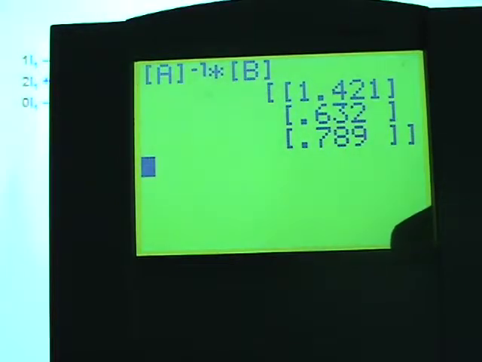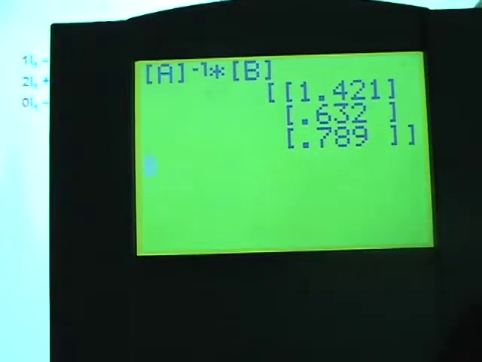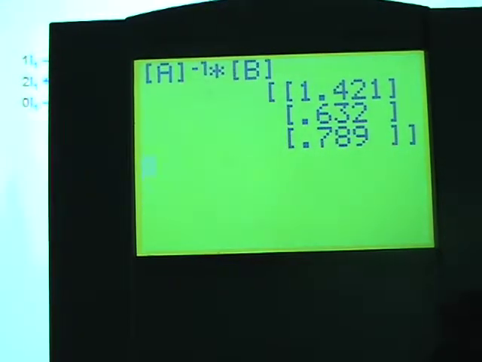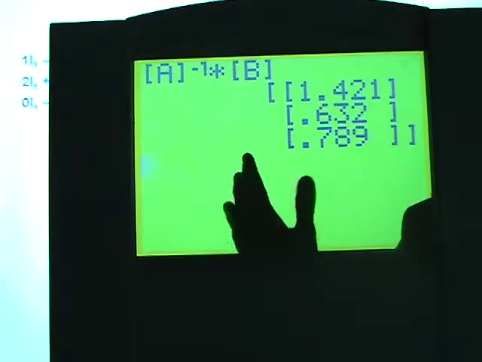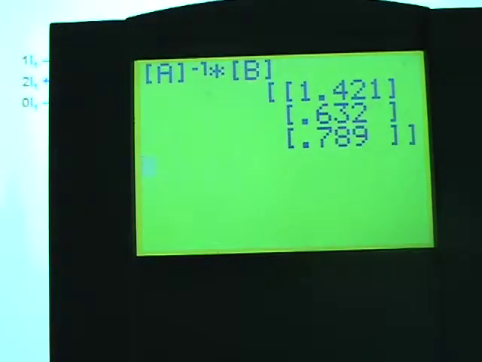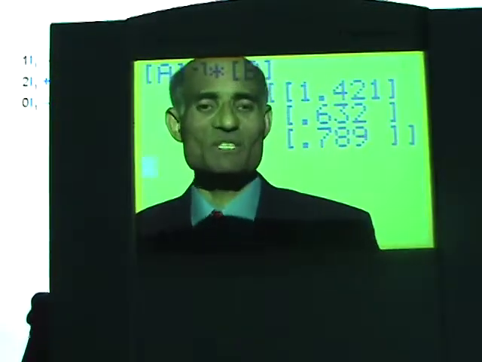It tells me I1 equal to 1.421, I2 equal to 0.632, and I3 equal to 0.789. You got the values of I1, I2, and I3. And you should be able to now solve any equations. If you have 5 variables and 5 equations, you can solve it in the same way. Any number of equations can be solved using this method.